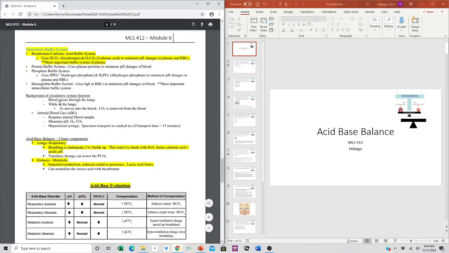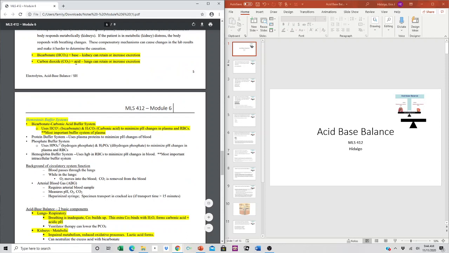If we say that the body is doing something by slowing down breathing, then if we slow down breathing, we're slowing down how much CO2 is removed from the blood. So in that case, we're trying to retain the acid. That's how we look at these body systems and their effects. So when we say lungs can retain or increase excretion, it would retain by slowing down breathing. It would increase that excretion by speeding up breathing.